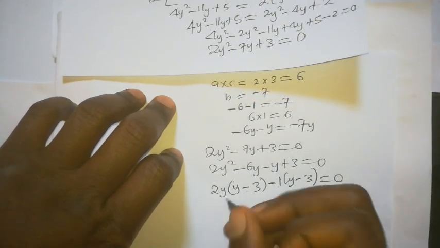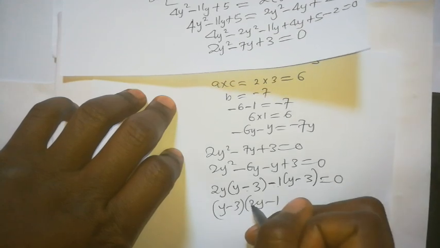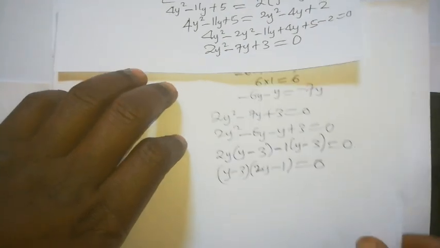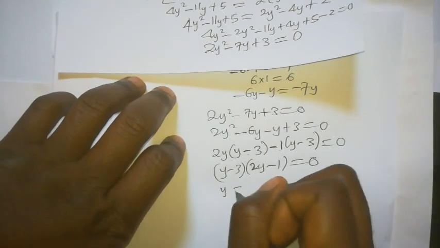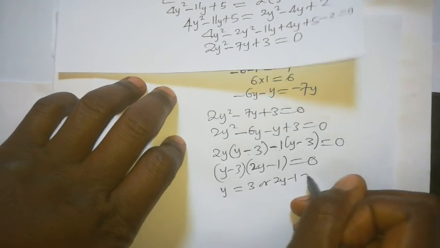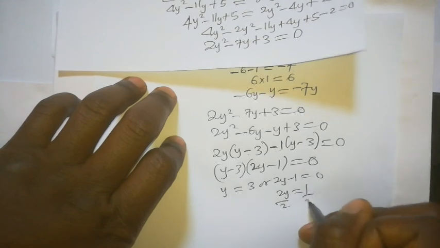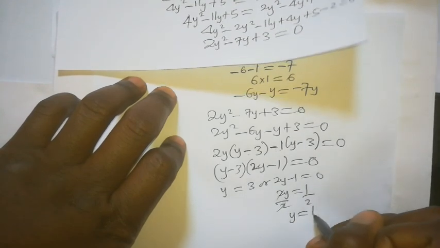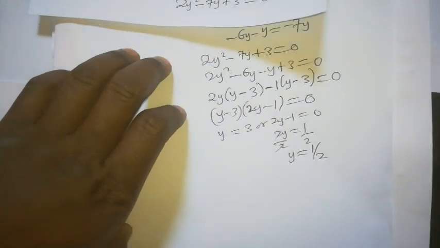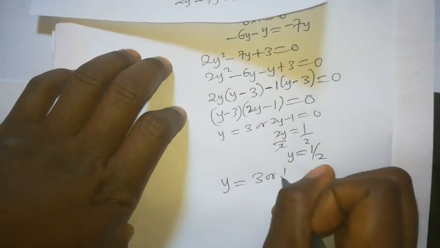So let's choose 1. So we have y minus 3 bracket 2y minus 1 is equals to 0. In that case we can say our y is equals to 3, or 2y minus 1 is 0. So my 2y is equals to 1, divide both sides by 2, so our y is equals to 1 over 2. You get it? So definitely y is equals to 3 or 1 over 2.